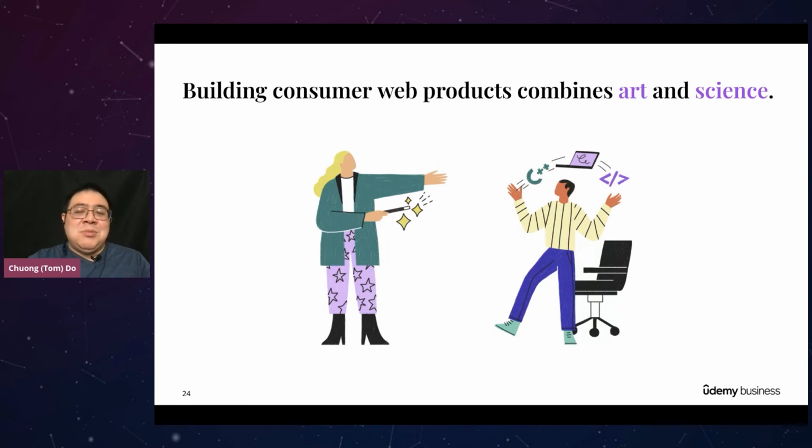So to build a consumer web product, you really need to combine both the art and the science. And one of the reasons I think it's super interesting, for me personally, is consumer products often attract a lot of users. With a lot of users, you have a lot of data, so you have this opportunity to combine this art and science effectively.